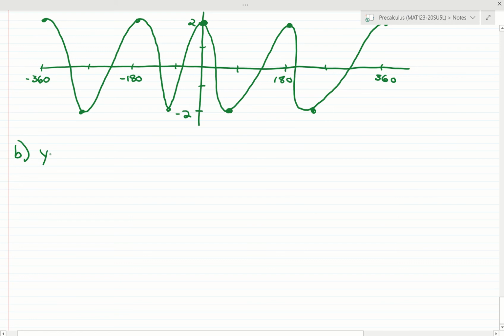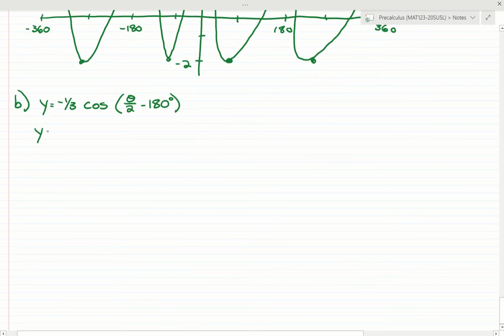What about y is equal to -1/3 times the cosine of theta over 2 minus 180? First thing let's do is we'll factor out theta over 2. So remember, when you divide by 2, that's the same thing as multiplying by 1/2. So for some people, it might be easier to write as 1/2. And then if we take that out, sorry, I was talking about 1/2 and I wrote it in the wrong place. We get theta minus 360, like that.